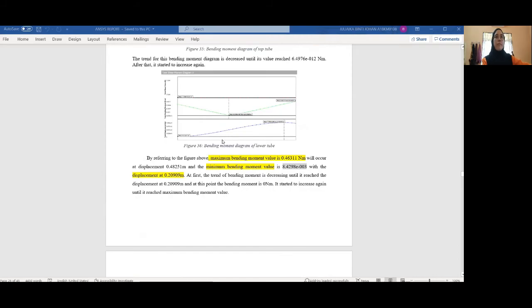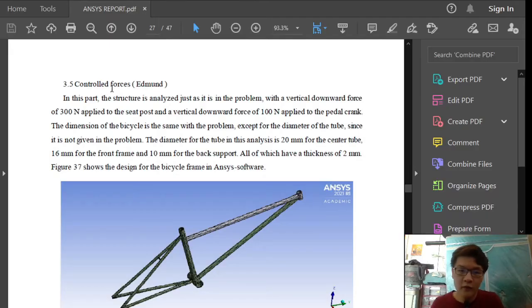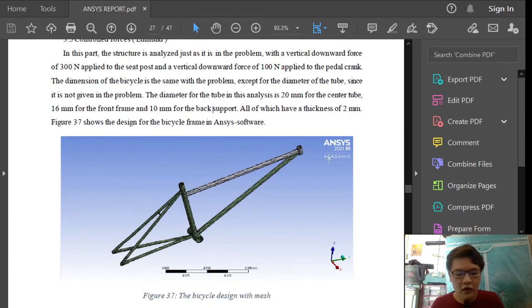tube. Hello, my name is Edmund Vukayong and I'll be presenting my part, which is the control force. In this part, the structure is analyzed just as it is in the problem. This is just so that the other analyses can be compared to the control analysis. As you can see, this is just as the problem given.